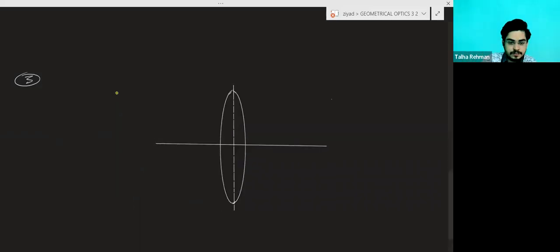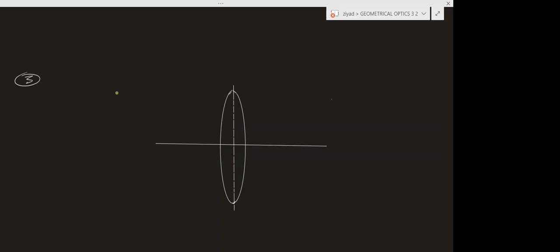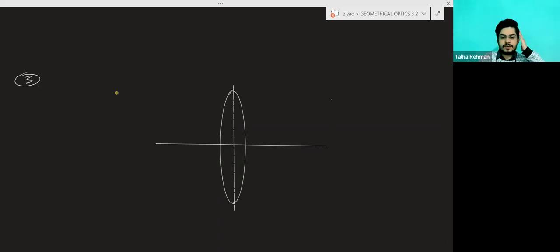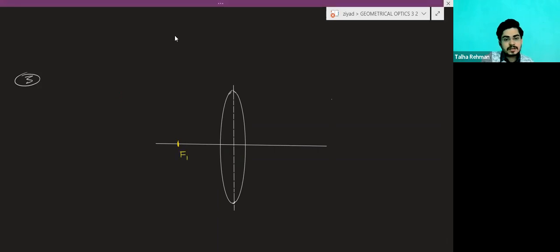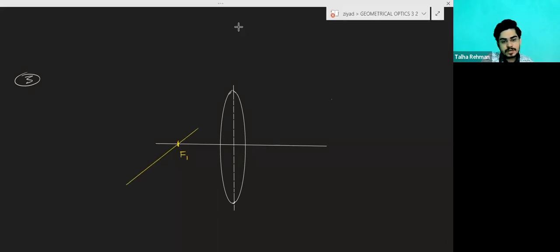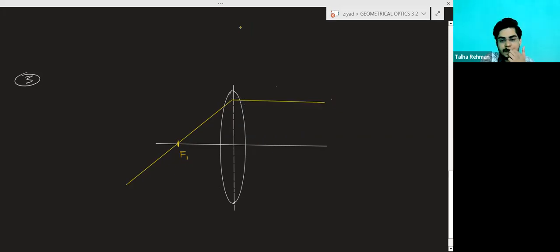Now, third rule. I told you that in case of lens, there are two foci, or two focuses. Now, this is the first focus, F1. If a ray of light is passing from the first focus, and after passing from the first focus, it is striking the lens like this, then after passing through the lens, it will become parallel to the principal axis. This is the principal axis.